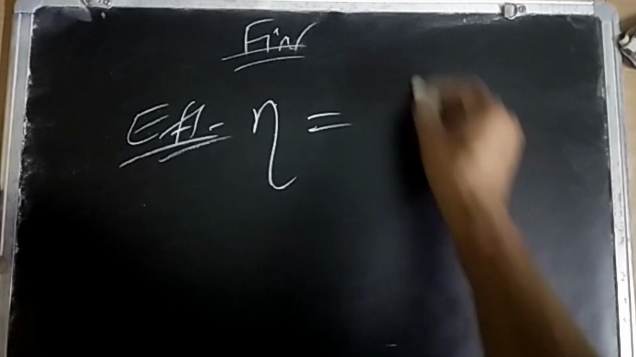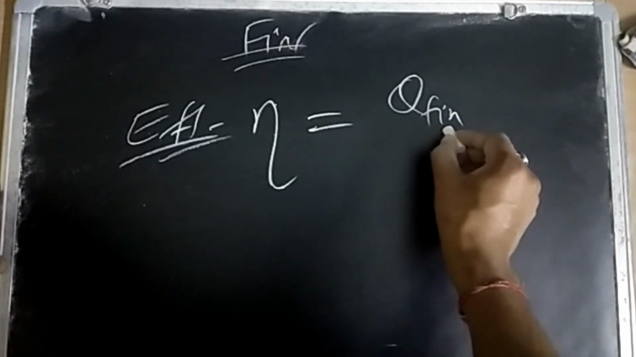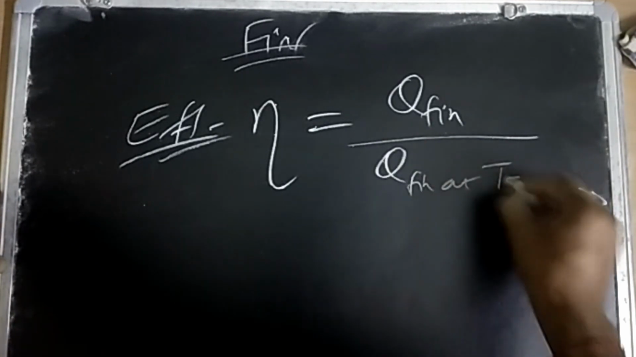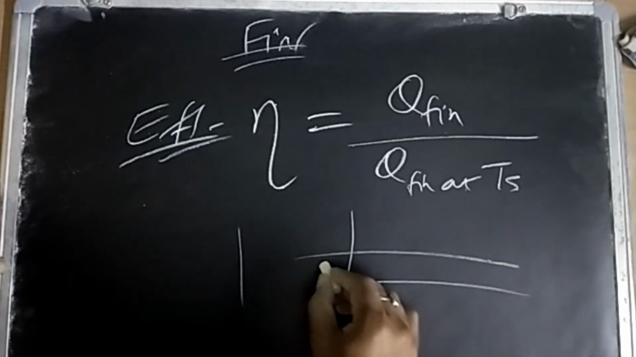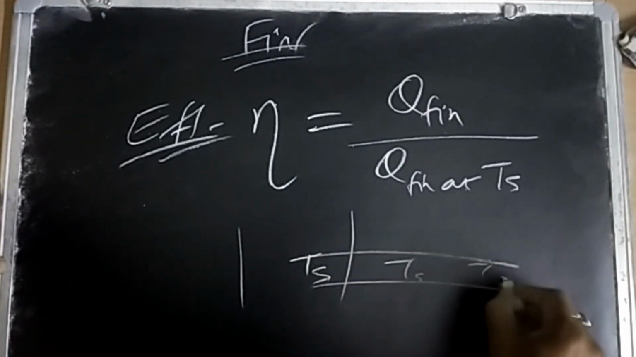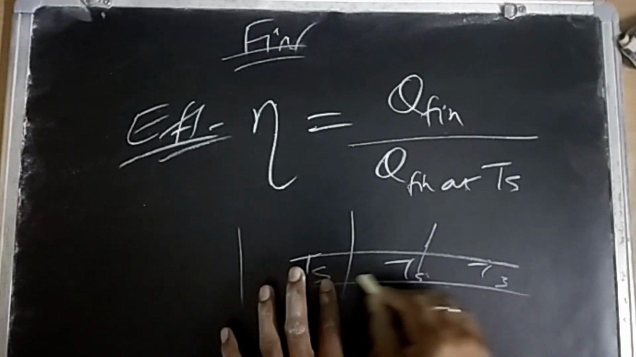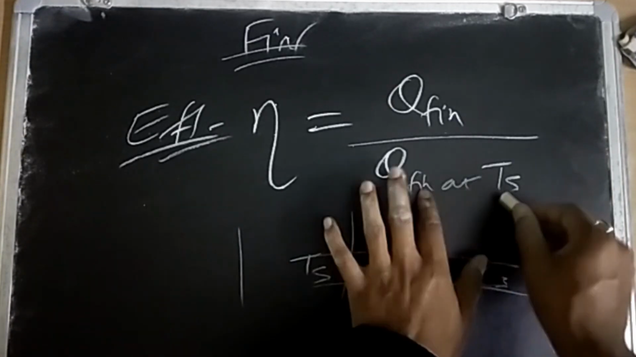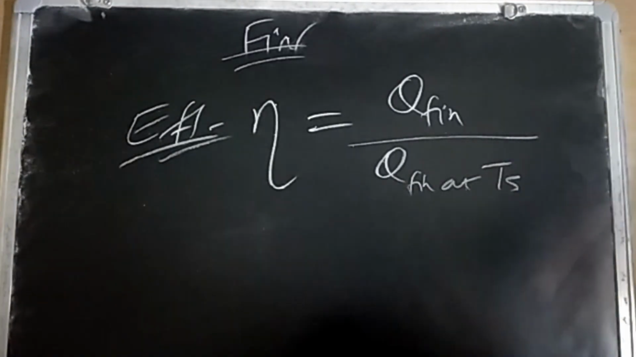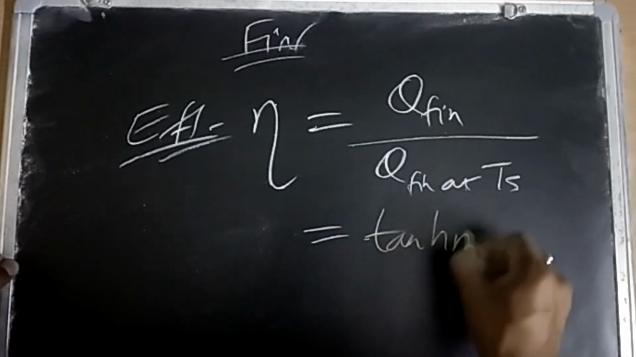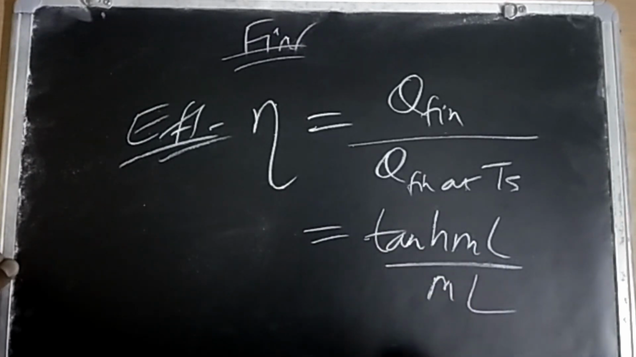And finally, the efficiency eta is the Q with the fin, the actual heat rate. But what would happen if this fin was entirely at temperature Ts? If the surface temperature Ts is all over this fin, that will be the maximum heat rate, because gradually the temperature would decrease along the fin, but if it is all at Ts, that is the maximum. So Q fin upon Q fin at Ts comes out finally as tan h ml by ml, and eta is always less than 1.